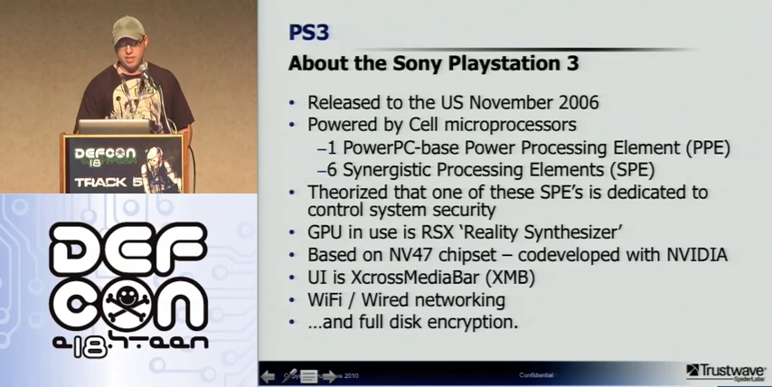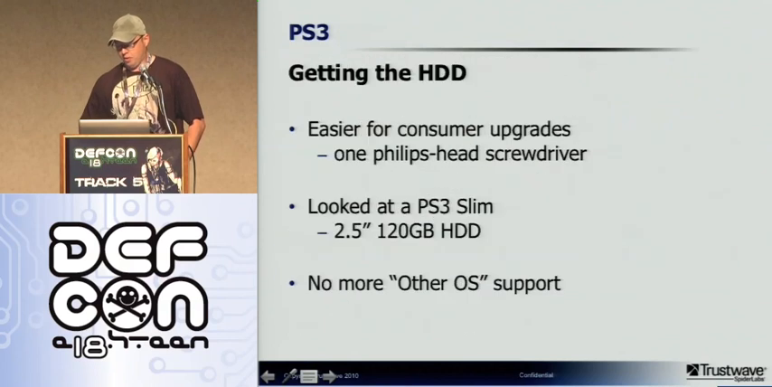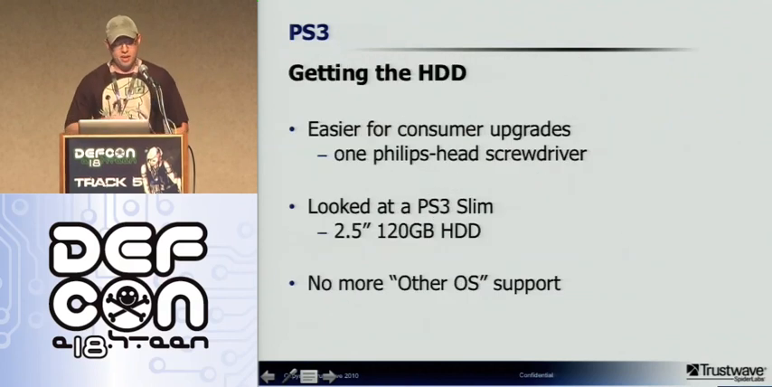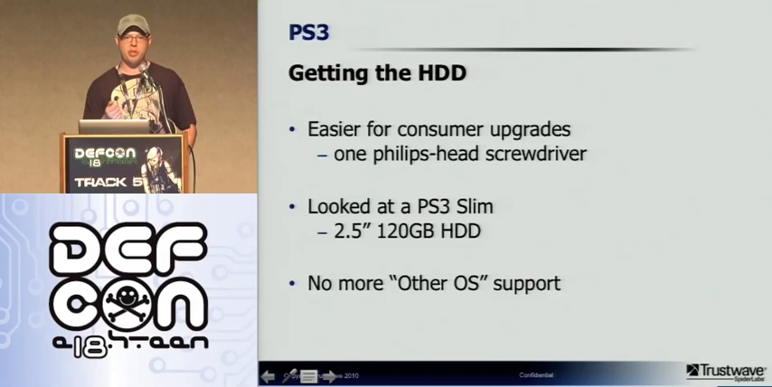Just kind of, last thing to note, again, the last bullet point is full disk encryption. Before I get to that, getting to the hard drive, it is the easiest hard drive to get to. For the PS3 Slim, the one that we looked at here, it's literally a little flap and a screw, and you pull it out. And you can easily upgrade. You can buy a 600 gig hard drive, easily stick it in, turn it on, and it'll do its thing. And no more other OS support.